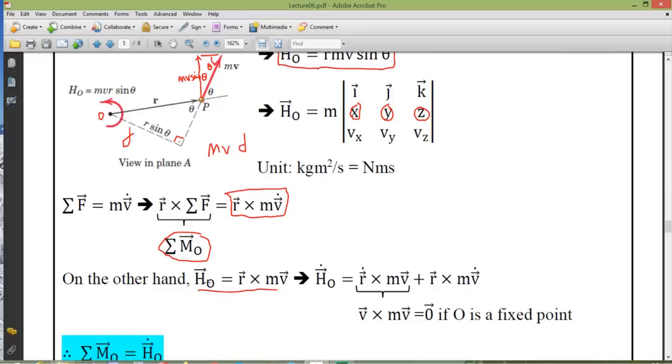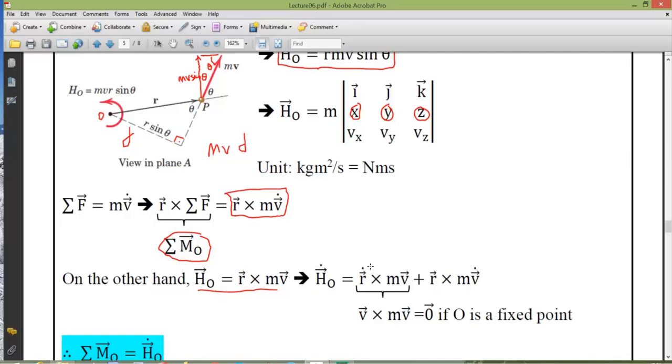Now, if we take the derivative of this equation with respect to time, so h dot O, then we get two parts to that. We get r dot cross product mv plus r cross product m v dot. Now, if r stays constant, that means O is a fixed point. It has no relative motion.